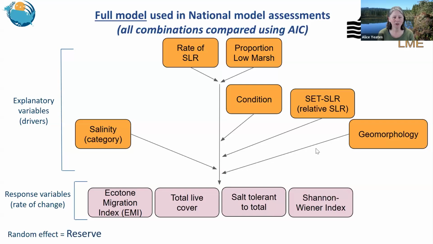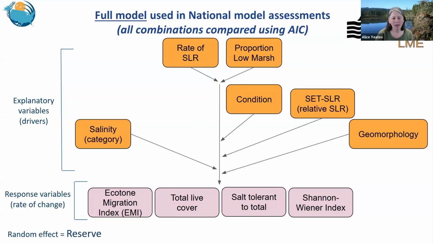And so essentially we built these 4 linear mixed effects models where down in the bottom you see the pink boxes. So these are the different responses that we looked at with linear mixed effects modeling. So we created a model for each one of these response variables, and then the boxes in the orange are explanatory variables that we included in our full model, allowing for an interaction with sea level rise and proportion low marsh, which is how we dealt with zones at this scale.